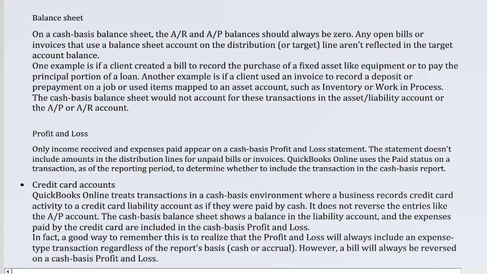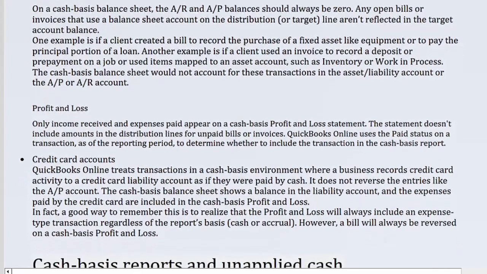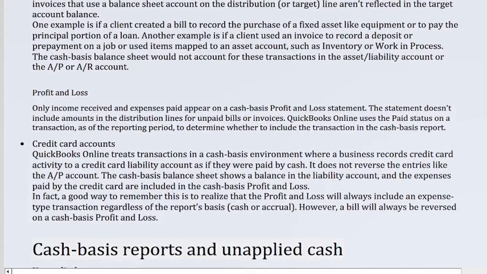Another example is if a client used an invoice to record a deposit or prepayment on a job or used items mapped to an asset account, such as inventory or work in process. The cash basis balance sheet would not account for these transactions in the asset/liability account or the A/P or A/R account. Profit and loss. Only income received and expenses paid appear on a cash basis profit and loss statement.